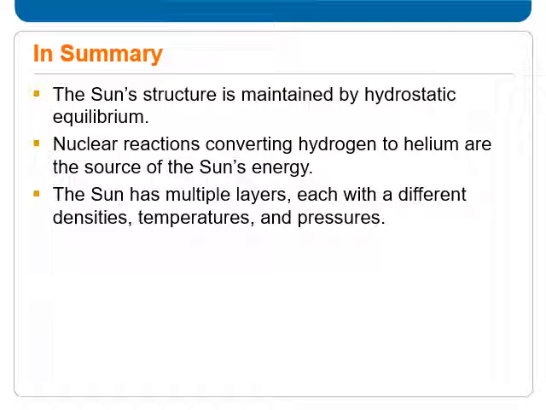In summary, the sun's structure is maintained by hydrostatic equilibrium. Nuclear reactions converting hydrogen to helium are the source of the sun's energy. The sun has multiple layers, each with different densities, temperatures, and pressures.